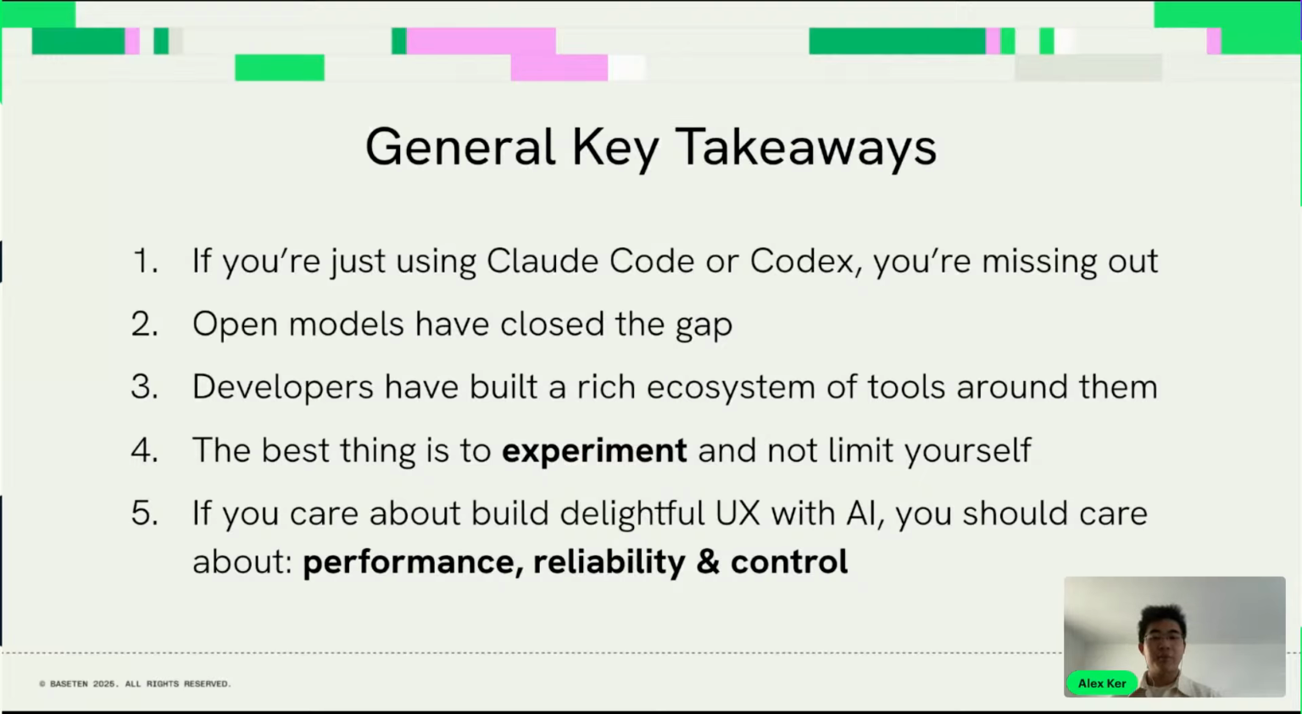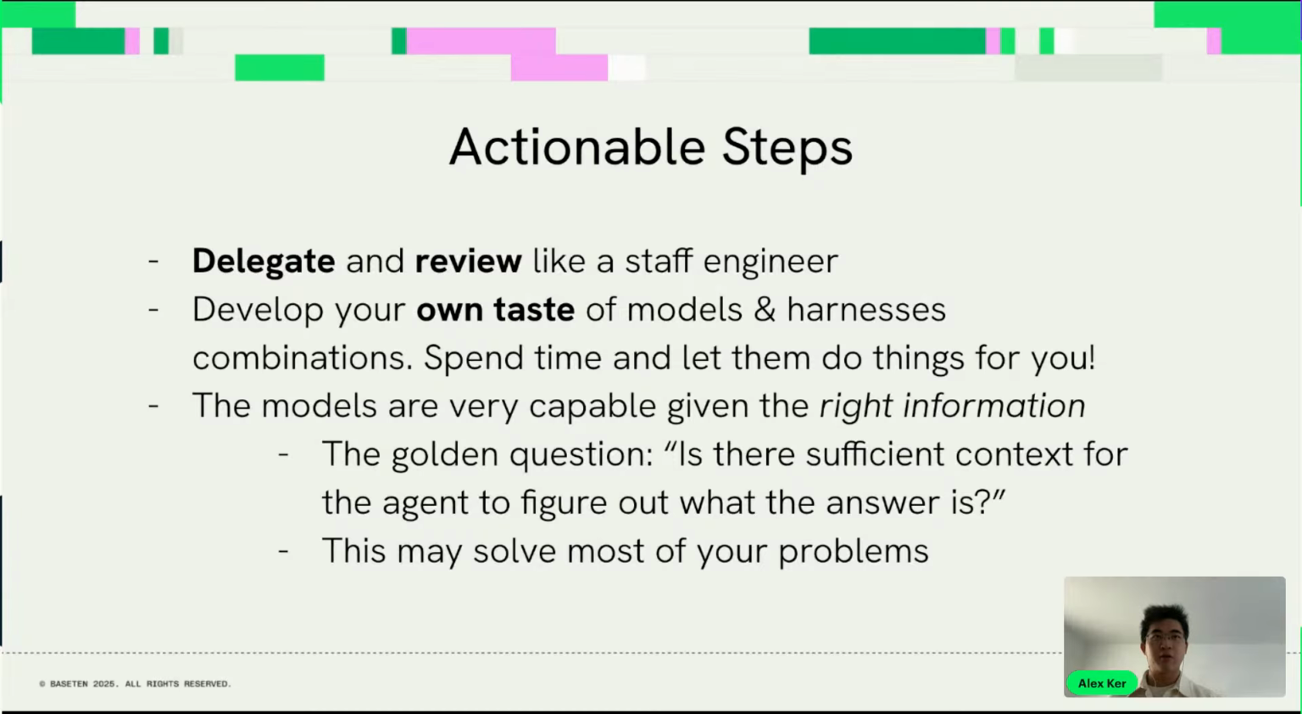If you care about building delightful UX with AI, you should care about these three pillars: performance, reliability, and control. Apart from these general takeaways, here are some actionable steps you can take as an individual contributor or engineer. How I like to think now with these agentic tools is to delegate and review code like a staff engineer. You want to ideally develop your own taste of models and harnesses. So try things like Cline, Cursor, Claude Code, OpenClaw, LangChain, and then let them do things for you to develop that own taste and intuition.